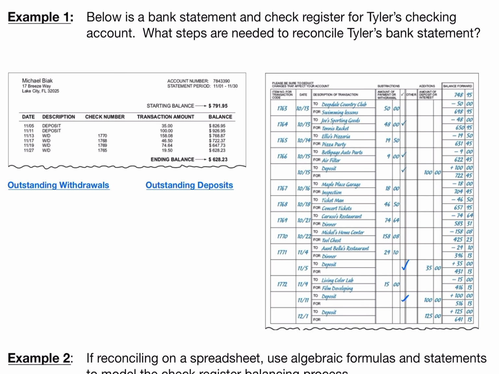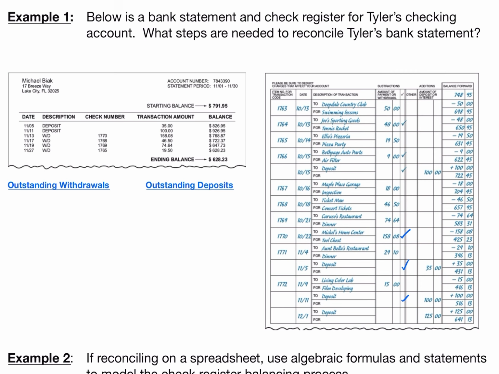Then we look at the next transaction, and we see that there was a withdrawal on November 13th, check number 1770 in the amount of $158.08. So we're going to look down here and look for $158.08, check number 1770. Okay, so that is done. Now as we're going through this process, you'll notice it's very, very tedious, but this is very important to do because you want to check to make sure that everything is correct.